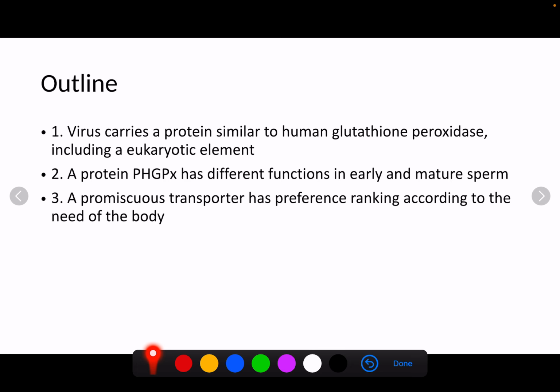Now the outline. Basically I have three papers, and each paper here is going to prove a point. Paper number one: a virus carries a protein similar to human glutathione peroxidase, and the element that they're carrying is actually a eukaryotic element, which is the selenocysteine element we're going to talk about. Number two: the protein PHGPX has different functions in early and mature sperm development. And number three: a promiscuous transporter has a preference ranking according to the needs of the body.